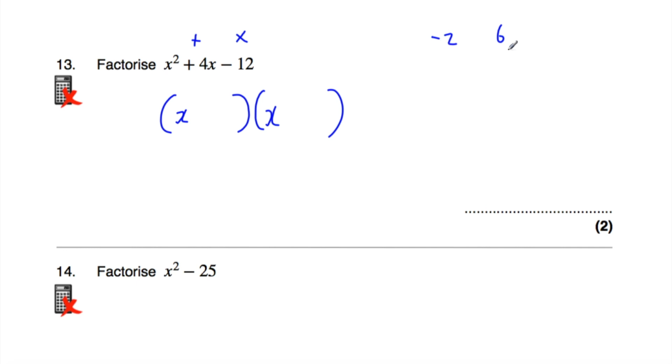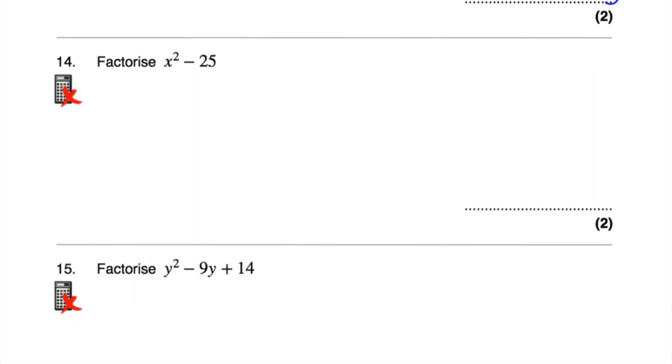Well, negative 2 times 6 is negative 12. Fantastic. And negative 2 plus 6 is 4. Oh, fantastic. So it's going to be x minus 2, x plus 6. And that's our answer, because negative 2 times 6 is negative 12 and negative 2 plus 6 is 4. So inside of our brackets, we'll have x minus 2 and x plus 6. Okay, let's have a look at our next question, question number 14.